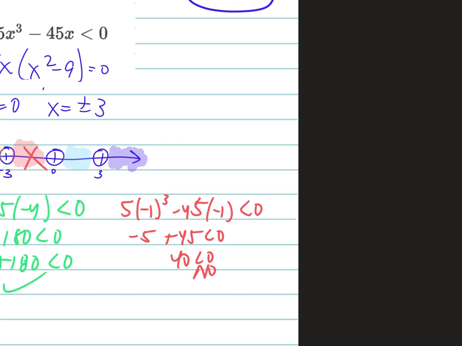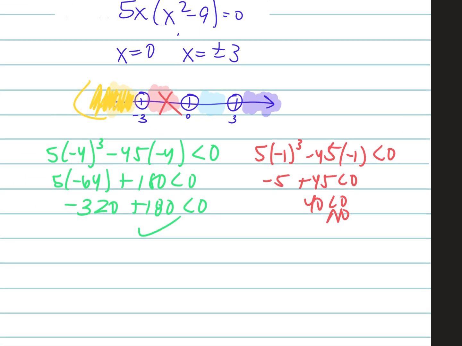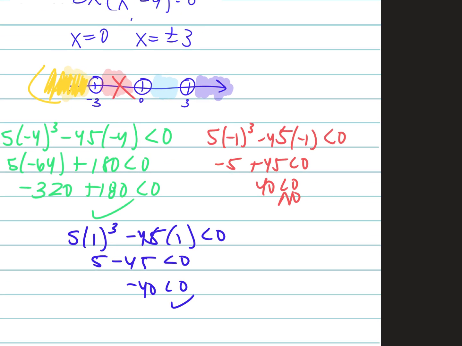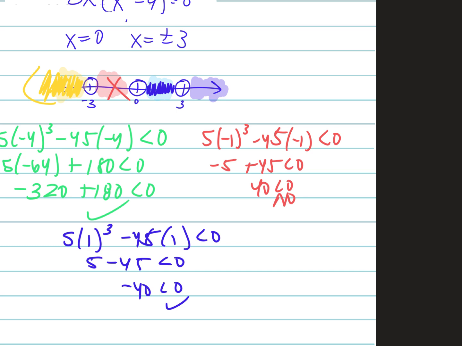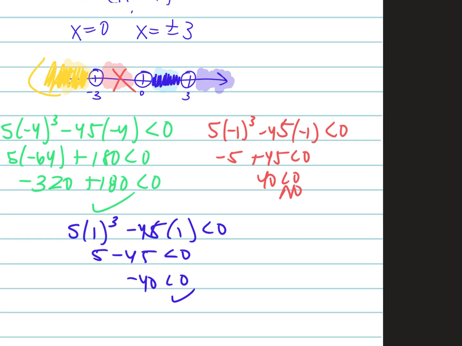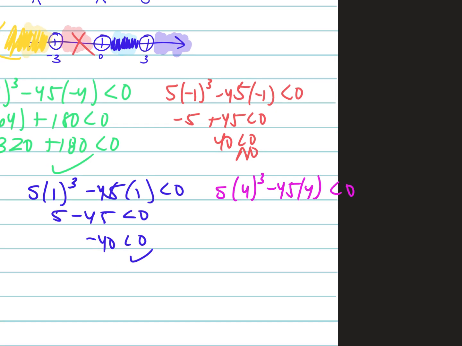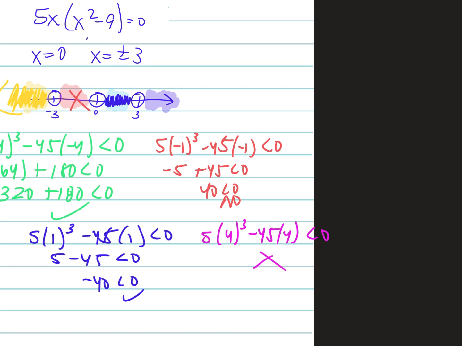So let's pick a number in the blue area. Let's pick positive 1. So 5 times 1 cubed minus 45 times 1, is that less than 0? 1 cubed is 1, times 5 is 5, minus 45. Is negative 40 less than 0? Yes. So this area works. And then let's pick positive 4. So I have 5 times 4 cubed minus 45 times 4. Is that less than 0? Well, 4 cubed is 64, times 5. This is not going to work over here.